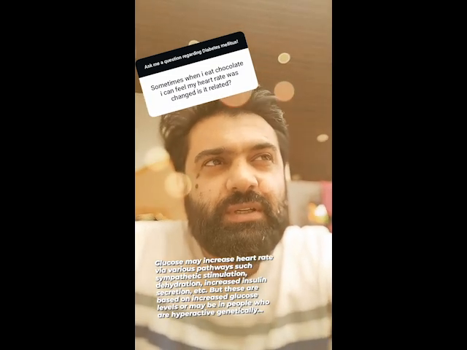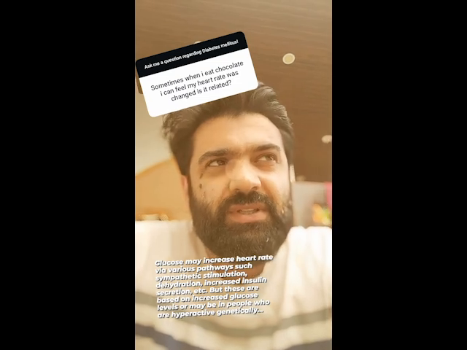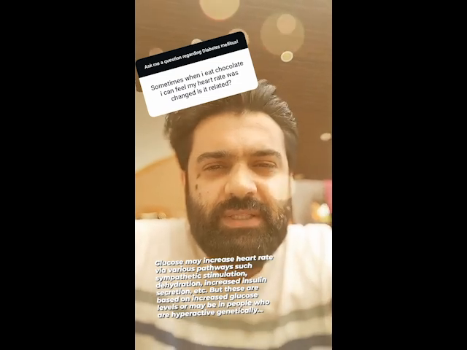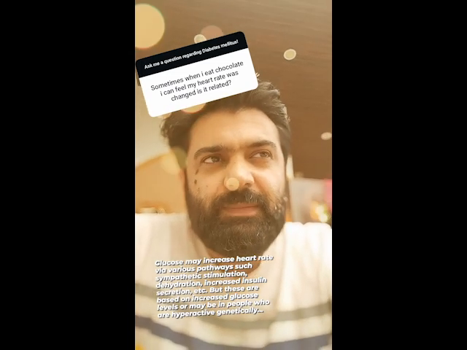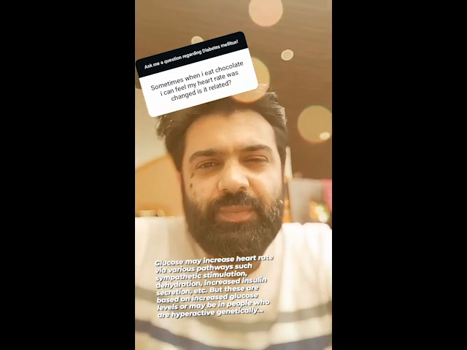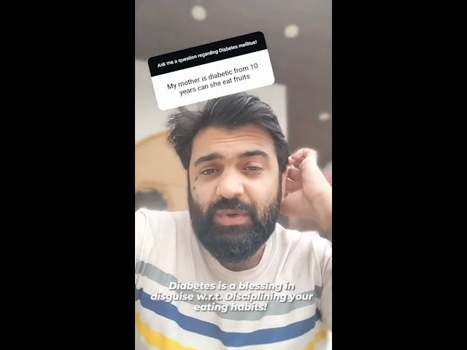Glucose does not directly increase the heart rate. It does in the long run, but not any short-term effect.